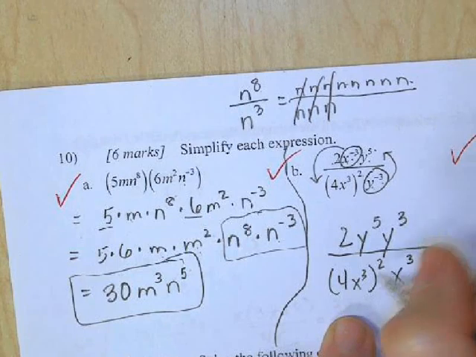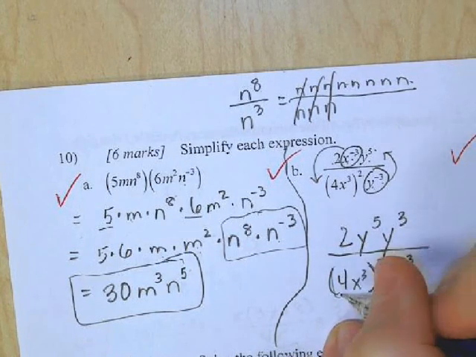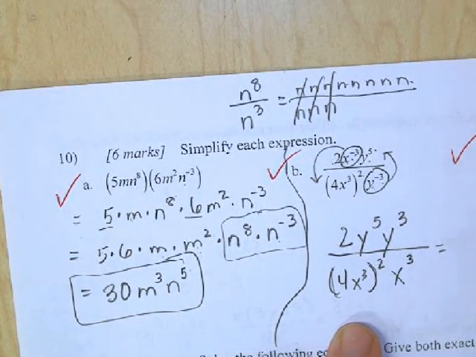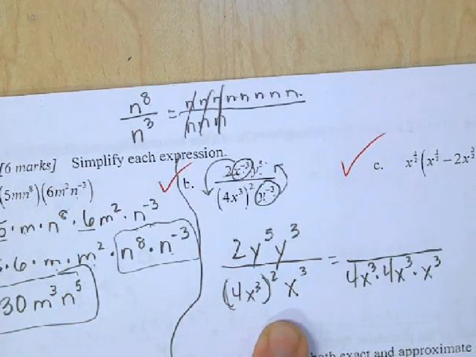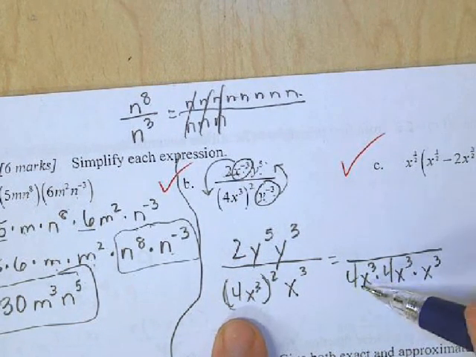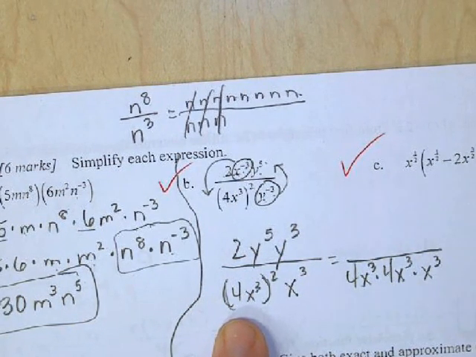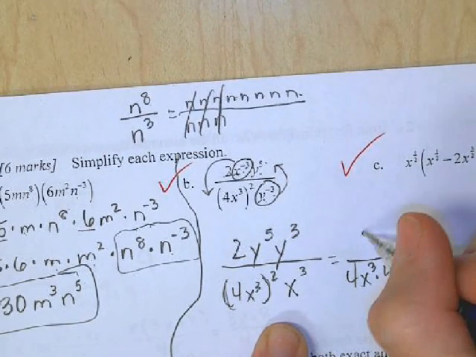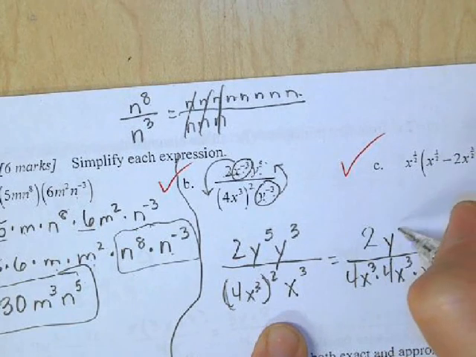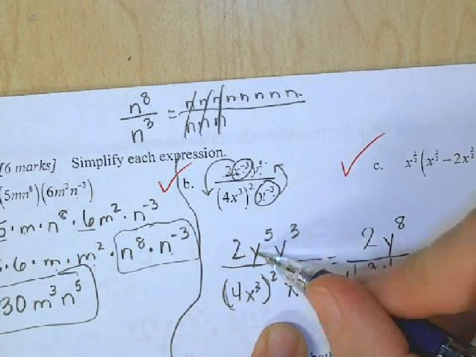Okay, next thing I want to do is get rid of these parentheses. The 2 on the parentheses means repeat the parentheses twice. So on the denominator, I'm going to have 4x cubed times 4x cubed. And then I still have my x cubed from out here. 4x cubed squared, I multiply it by itself 2 times, and I have my x cubed. On the numerator, let's go ahead and simplify that. That's 2y to the 8th, because I have 8 y's being multiplied together.